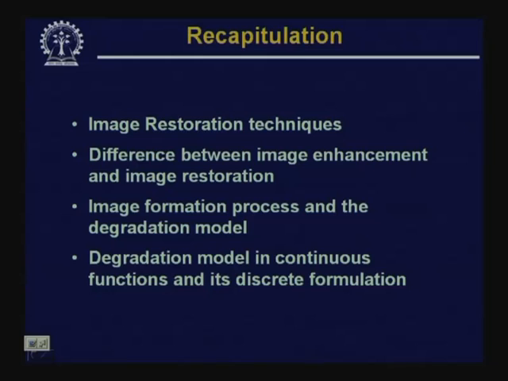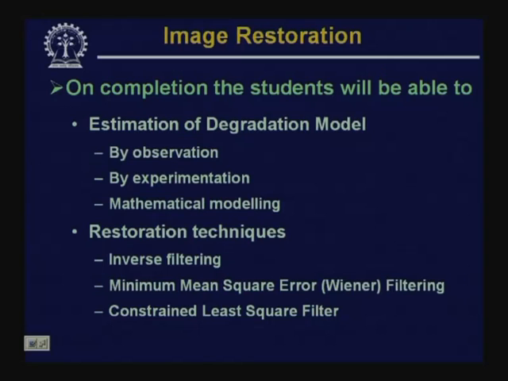Then we have seen an image formation process where the degradation is involved, and we have talked about the degradation model in continuous functions as well as its discrete formulation. So, in today's lecture, we will talk about the estimation of degradation models, and we will see that there are basically three different techniques for estimation of the degradation model. One is simply by observation, that is, by looking at the degraded image, we can estimate what is the degradation function which has degraded the original image.